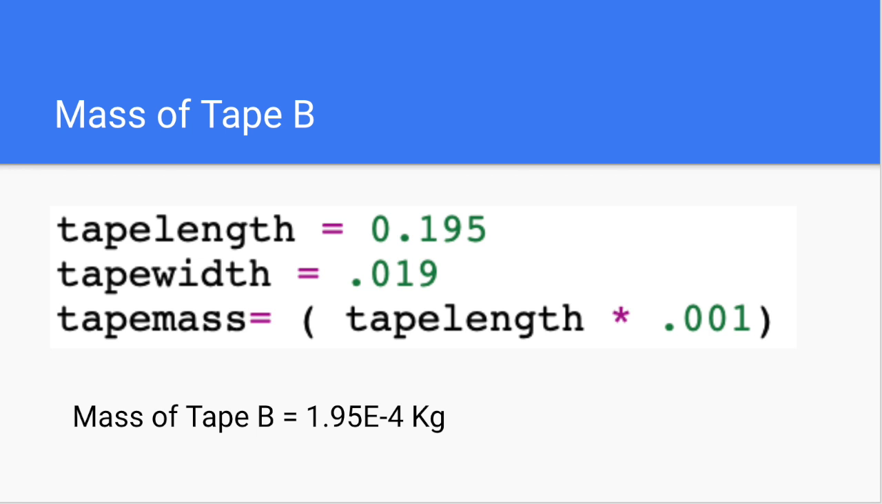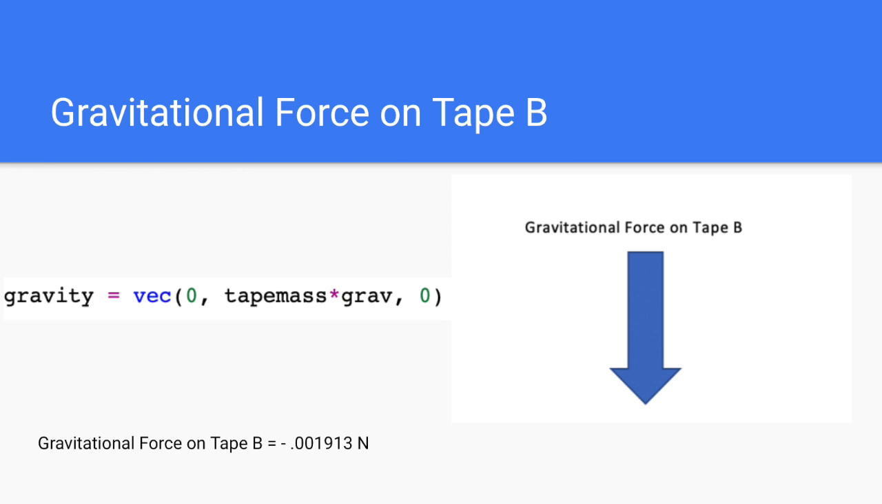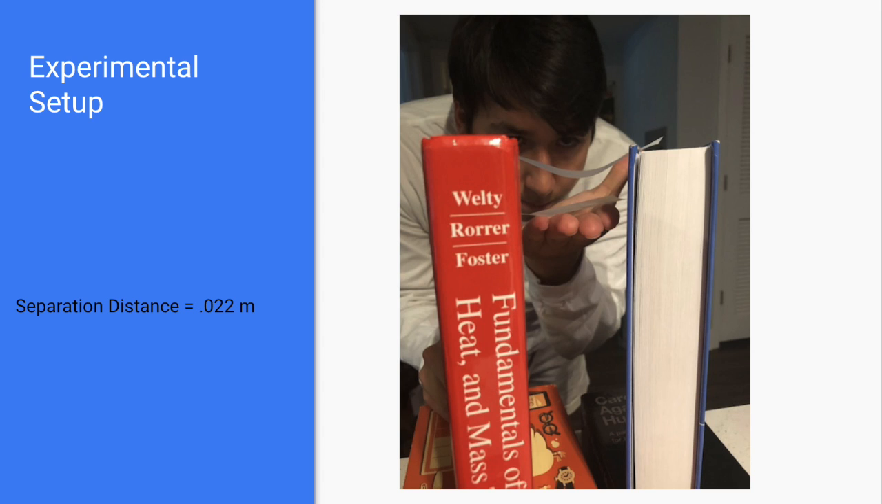In order to find the gravitational force on tape B, we must find the mass of tape B. I found the length of tape B to be about 0.195 meters. We are given that every 1 meter of clear tape has a mass of 1 gram. By multiplying the tape length by this factor, I found the mass of tape B to be 1.95 times 10 to the negative 4 kilograms. In order to find the gravitational force acting on tape B, I multiplied the tape's mass by the gravitational constant. In my coding, I called it grav, which is equal to negative 9.81 meters per second squared. I found the gravitational force on tape B to be equal to negative 0.001913 newtons.